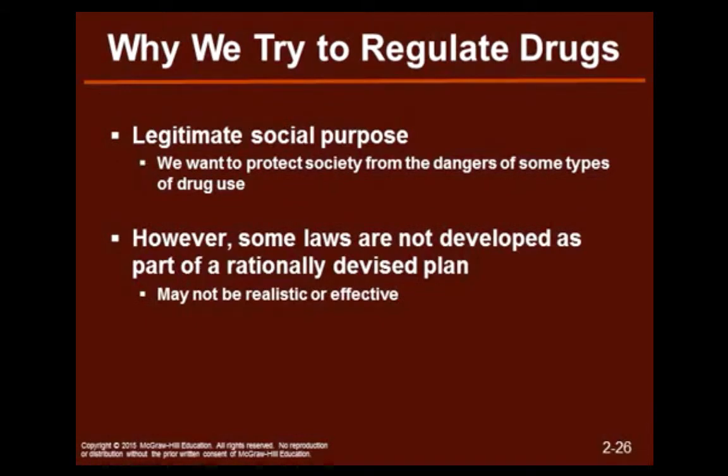So we're talking today about drug use as a social problem, and we started by talking about the legal environment for drug use here in the United States. We went through that transition in the 1800s where we went from that laissez-faire attitude to an attempt to regulate drug use. So we do have some things that we need to recognize. The first is that those laws to regulate drug use may have a legitimate social purpose. We'd like to think that when the laws were developed, they were developed as part of this master plan to protect society from some of the dangers, such as criminal behavior, that we discussed in the previous slides.